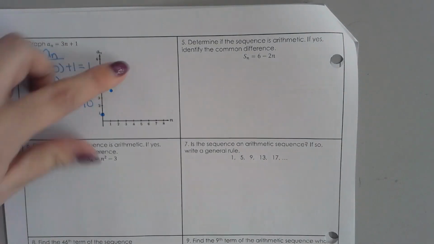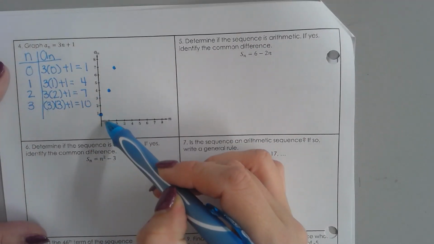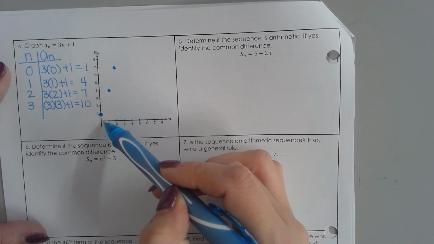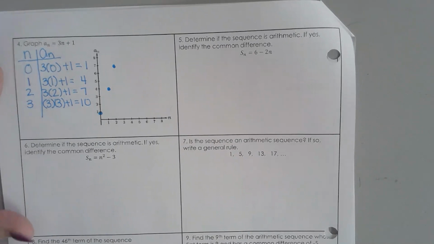Right. We do not connect them because remember, I don't have a 0.5 term. So I shouldn't have a line or a point in between there. So you just got 3 individual points.